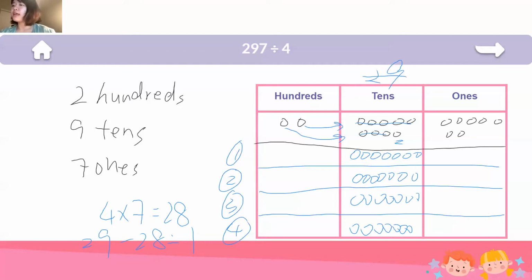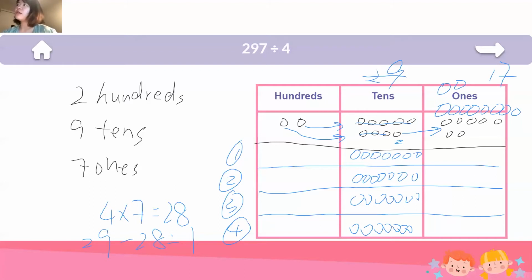So we have 1 ten, and we can move it to the ones place to combine them together. Since we have 1 ten, which means we have 10 ones: 2, 3, 4, 5, 6, 7, 8, 9, 10. And we have 7 ones already. What is 10 plus 7? It is 17. We have 17 ones right now. Let's try to divide by 4. 17 divided by 4. What is the largest number we can put into 4 groups?